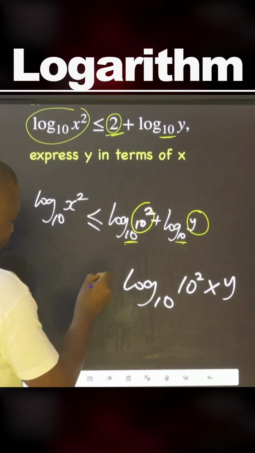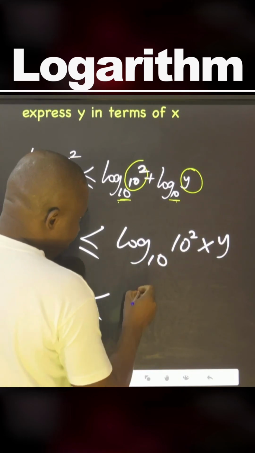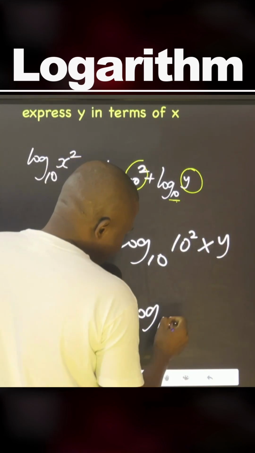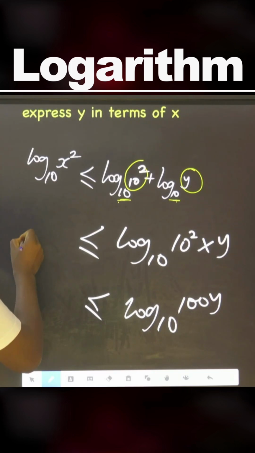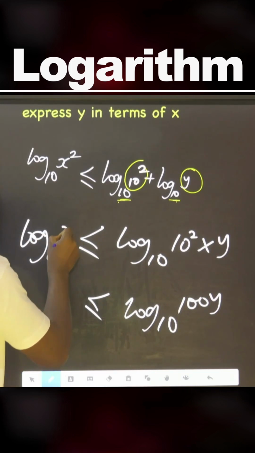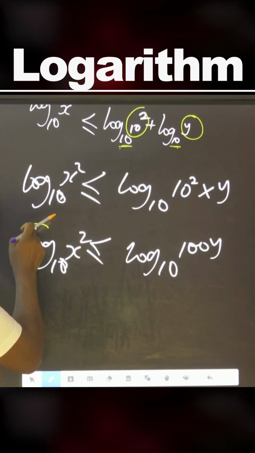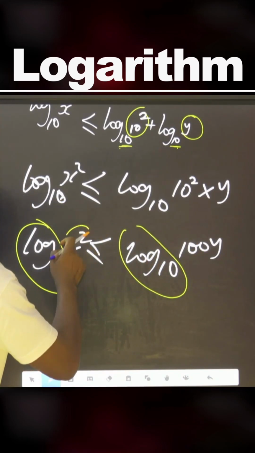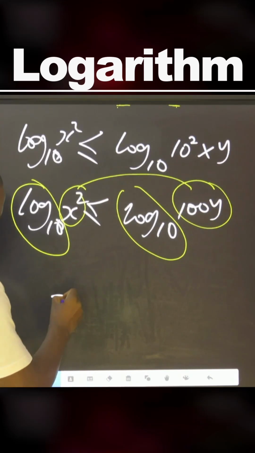Sorry, this is not equal to. Less than or equal to. Now, this is what? This is 100. 100 multiplied by y is 100y. This one still remains. This one still remains. As you can see, this base and this base are the same. It means, therefore, we can remove them and put this one. Therefore, we can say this.